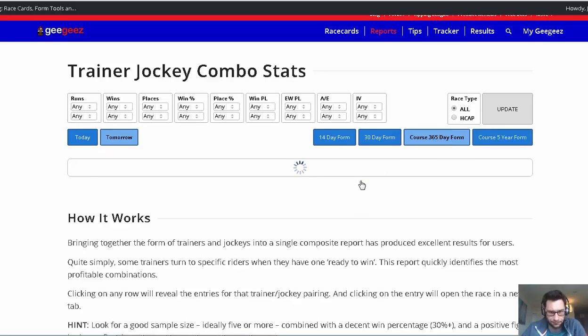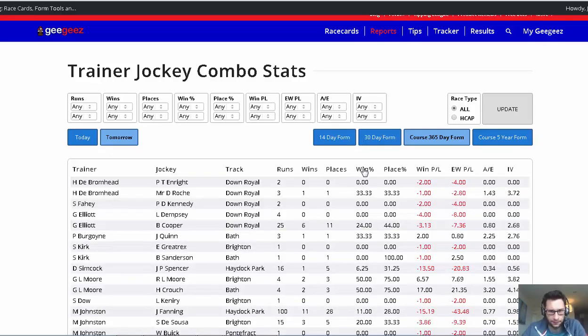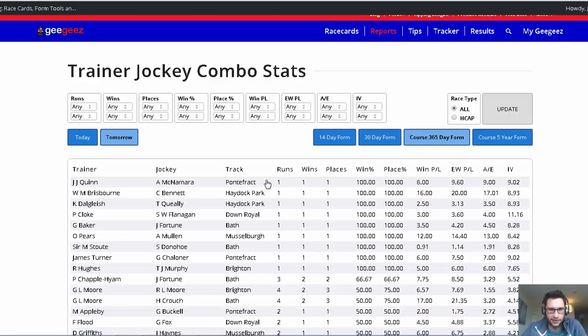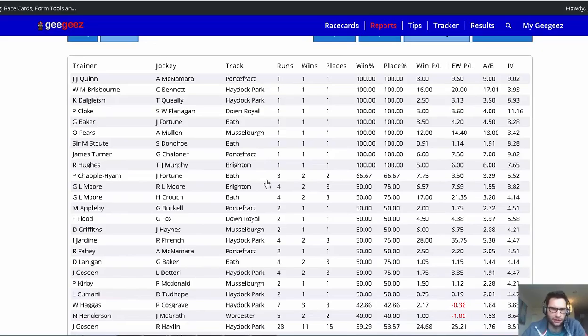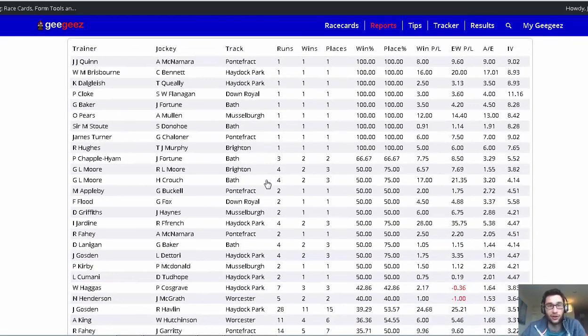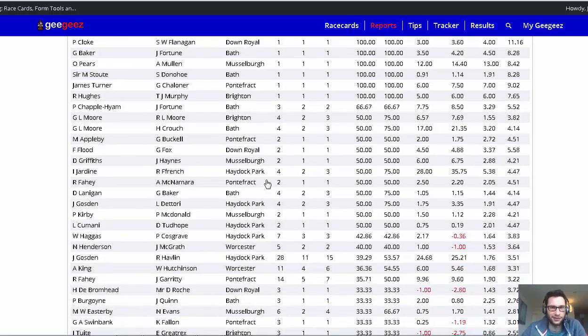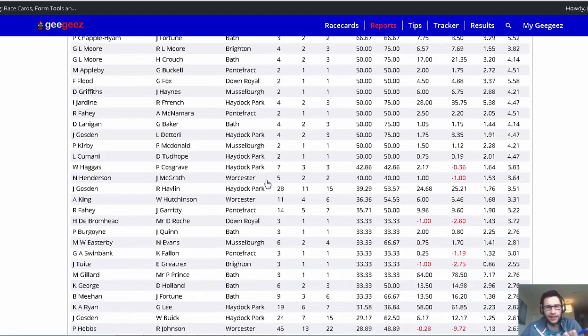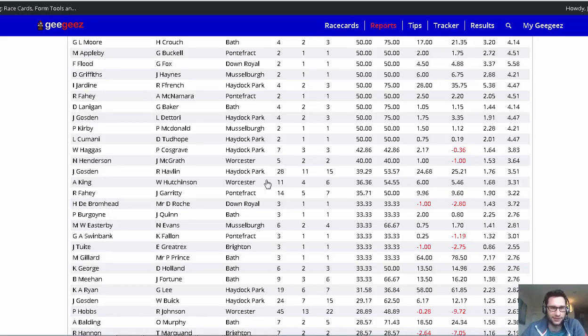And again, I click win percentage. Here I'm looking for 25, 30% or higher win strike rate, a decent level of profit, and decent enough sample sizes. With trainer behaviour, jockey behaviour, you're never going to get massive sample sizes, so you have to interpret it as you see fit.